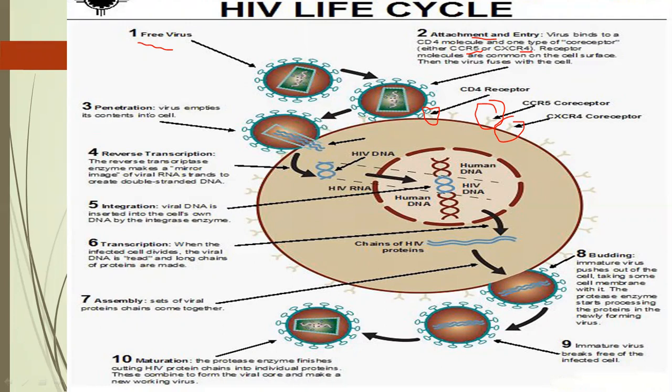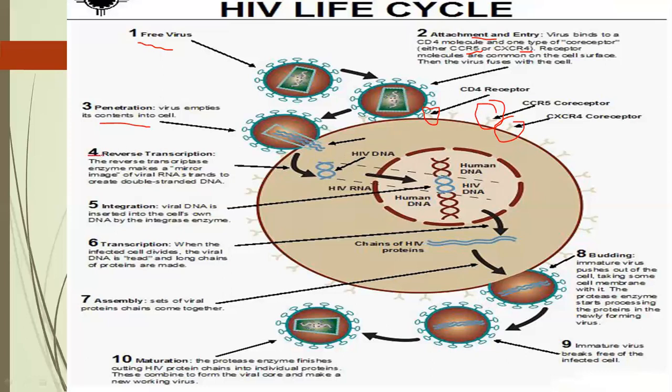Number three is penetration. The virus empties its contents into the cell, like the genome and the proteins. These proteins disintegrate later on, but this envelope gets fused with the cell membrane of the T4 cell.